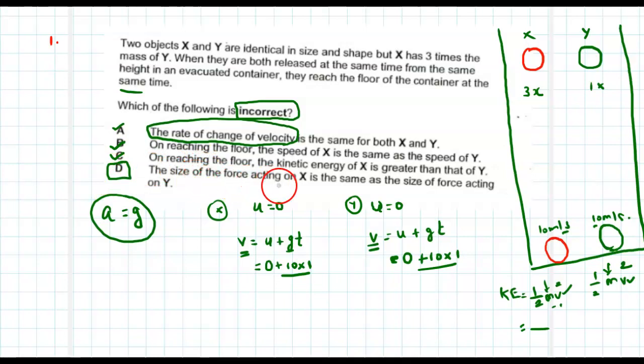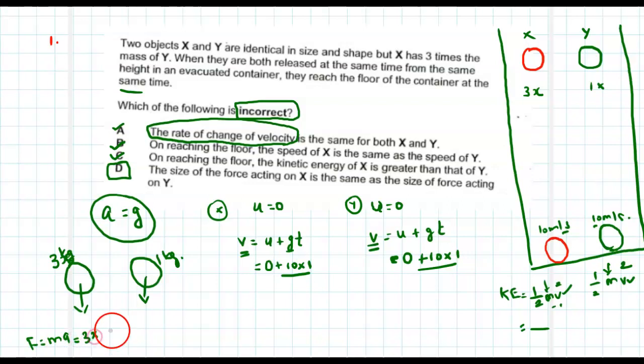The size of the force acting on x is the same as the size of force acting on y. This is not correct, because here this object has mass 3x. For example, 3 kilograms, and the other object's mass is 1 kilogram. So I want to find the force acting on the object to pull it downwards. That is F equals ma. So mass is 3 kilograms, acceleration is the gravity, due to gravity. It is 9.8 or 10 for easy calculation. We can take 10. So it is 30 Newton.